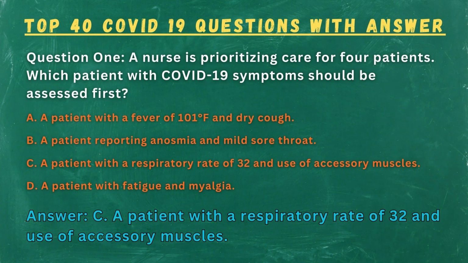Answer. C. A patient with a respiratory rate of 32 and use of accessory muscles.